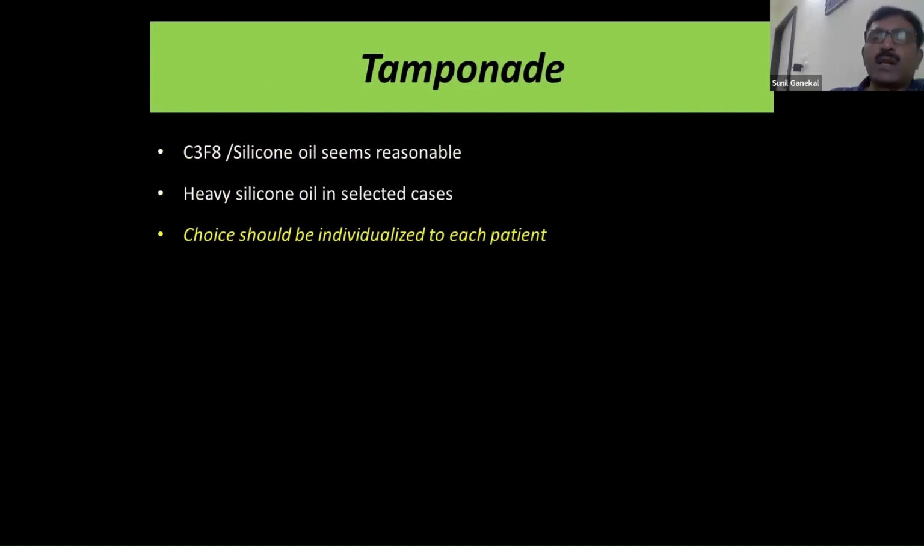Tamponade, it's of your choice. If it is an early PVR, gas is definitely an option. Silicone oil, if it is the only eye, you can go for a heavy silicone oil. 5000 centistokes also you can use in selected cases. But the choice should be individualized on a patient-to-patient basis rather than generalizing.